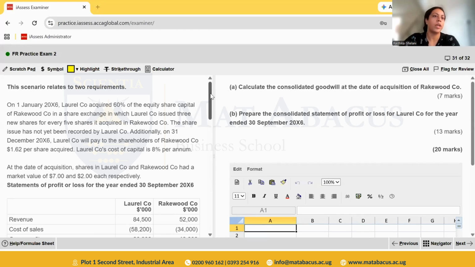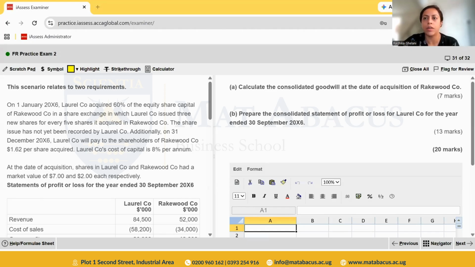Hi, so today we are going to do the debrief for our FR mock for the June 2026. So the exam I set was one of the practice exams, and we're going to go through the debrief with the section C questions, starting with the first question in section C.